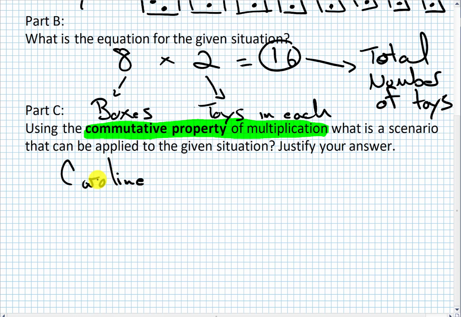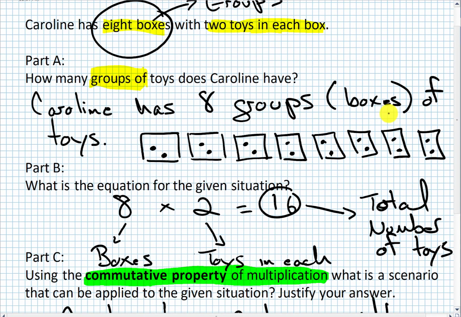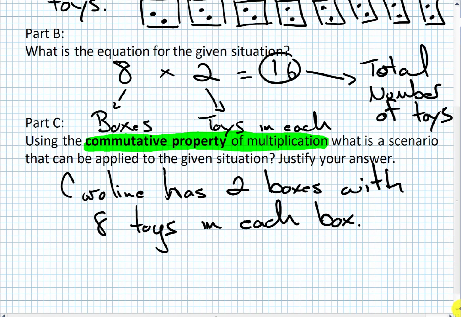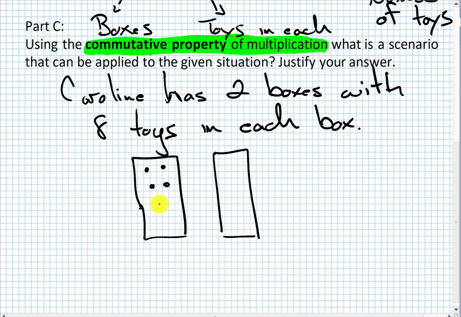Caroline has 2 boxes with 8 toys in each box. Okay? And just like we drew the picture up here of the 8 boxes with the 2 toys in each box, we can draw 2 boxes, and they need to be a little bit larger, and we can put 8 toys in each box. So let's do that. 1, 2, 3, 4, 5, 6, 7, 8. 1, 2, 3, 4, 5, 6, 7, 8.